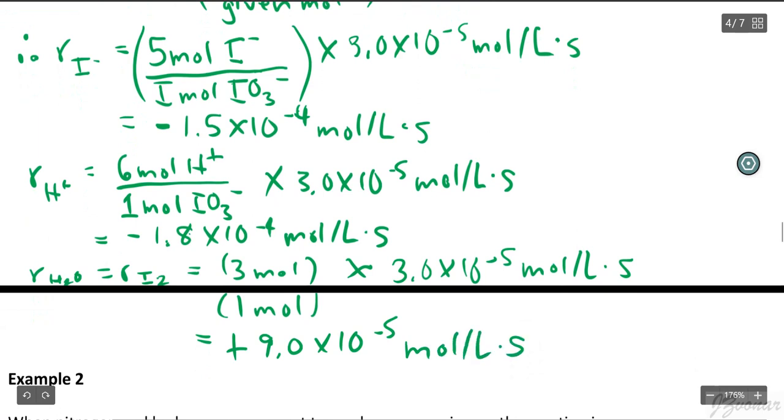All right, so if you're given the rate and you're given a balanced chemical equation, using our stoichiometric relationships, we can determine the rate of reaction of all the other reactants and products.